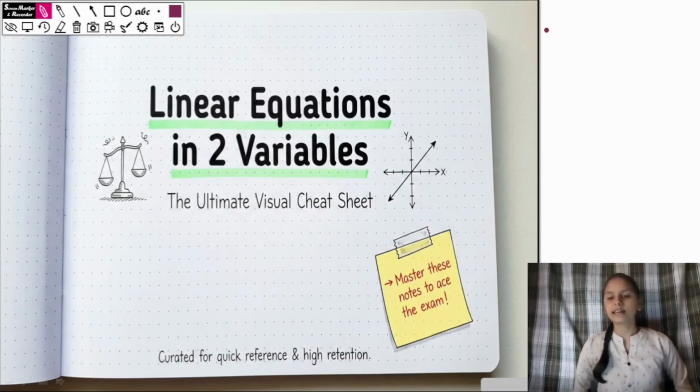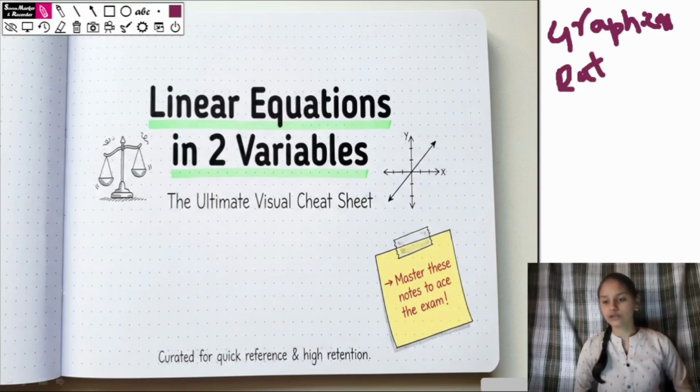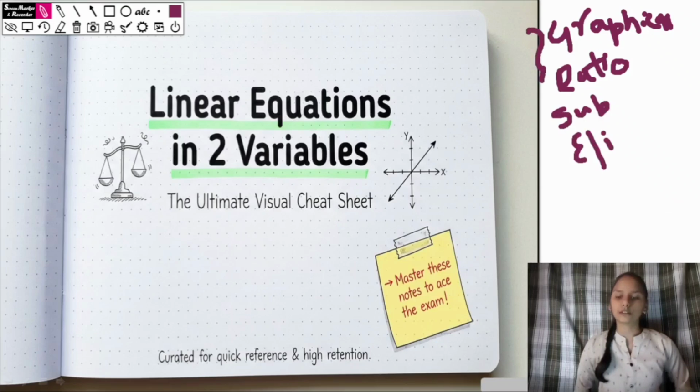The first thing is you're going to learn graphical methods, how to solve by graphical method, and a ratio rule with which you can easily solve it without drawing a graph. Next comes the substitution method, and then the elimination method. So these are the things we are going to learn in this chapter.